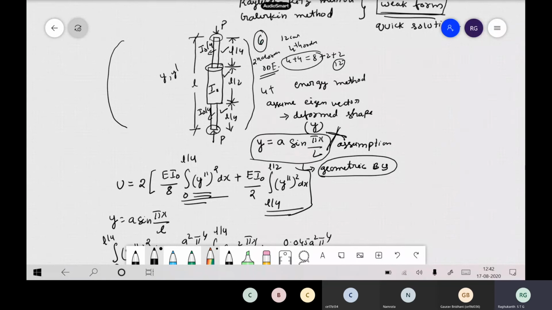First of all, whether this column will buckle like this or in some other fashion. Just look at the I naught. See what is happening to your I naught here. The first section is I naught by 4, very thin. The middle portion is very stiff, the moment of inertia is very high. So what could be the reason?